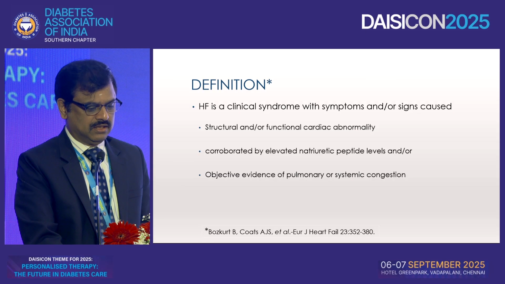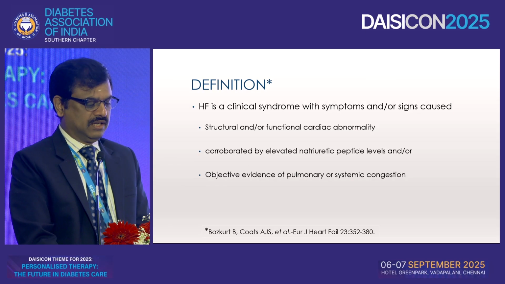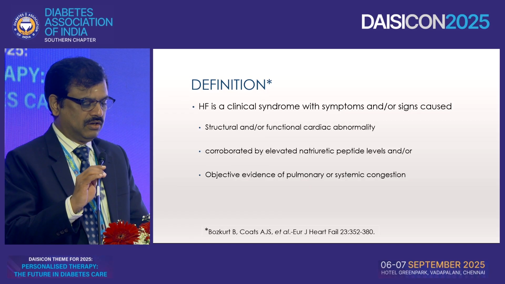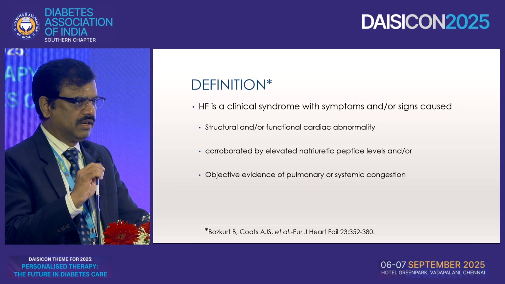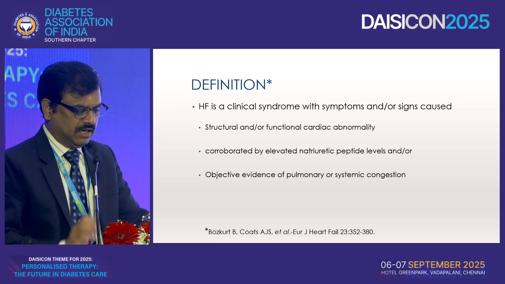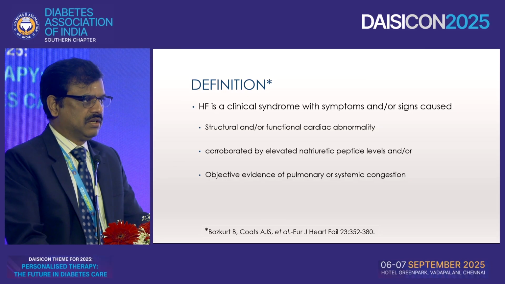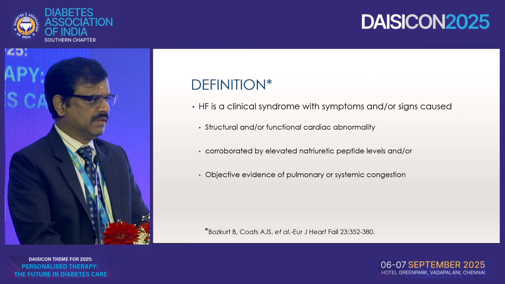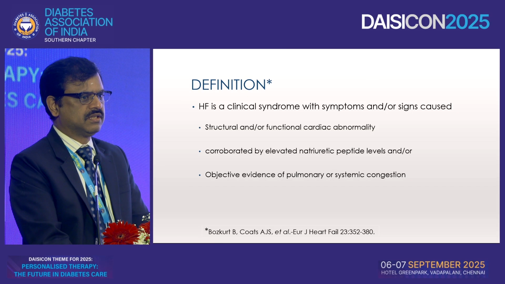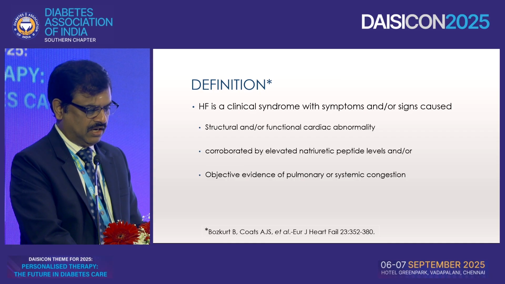It is a clinical syndrome with symptoms and signs of either a structural or a functional or both cardiac abnormalities, corroborated by elevated natriuretic peptide levels and objective evidence for any form of congestion, maybe a systemic or a pulmonary congestion. If it suits, the patients can be called as having heart failure.